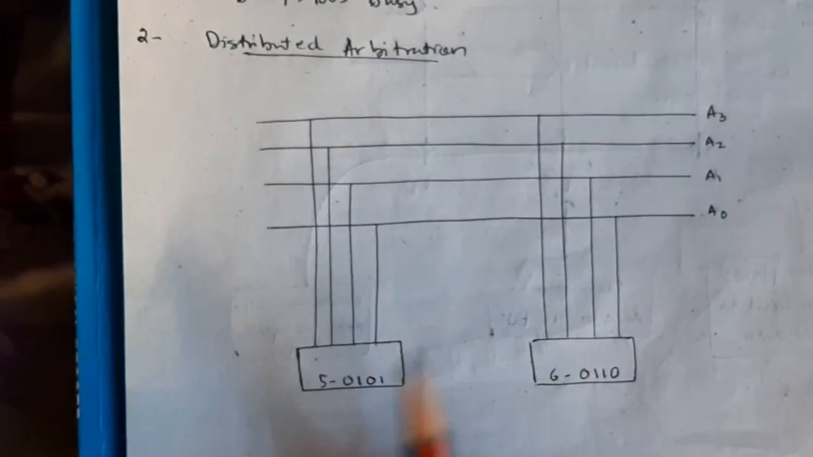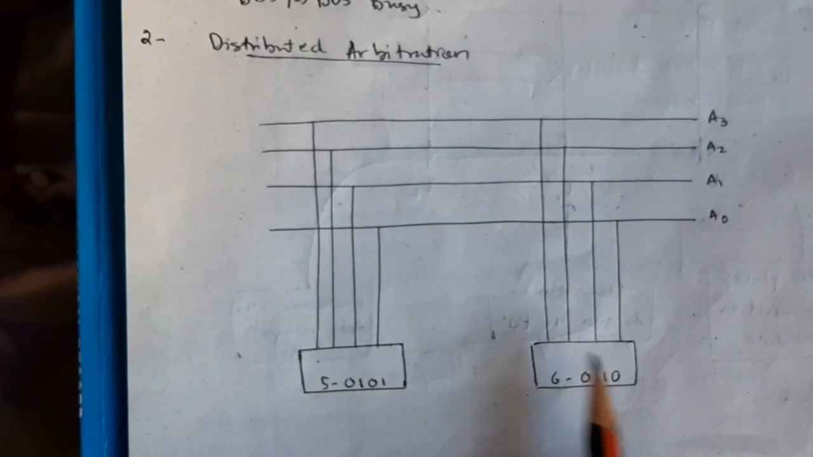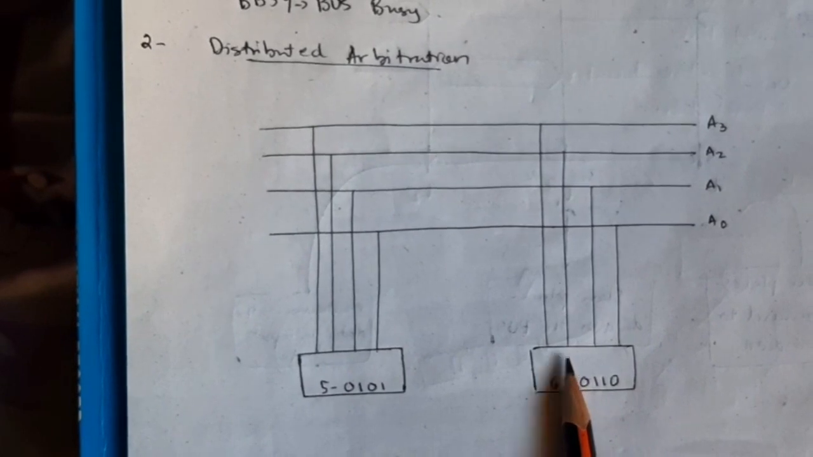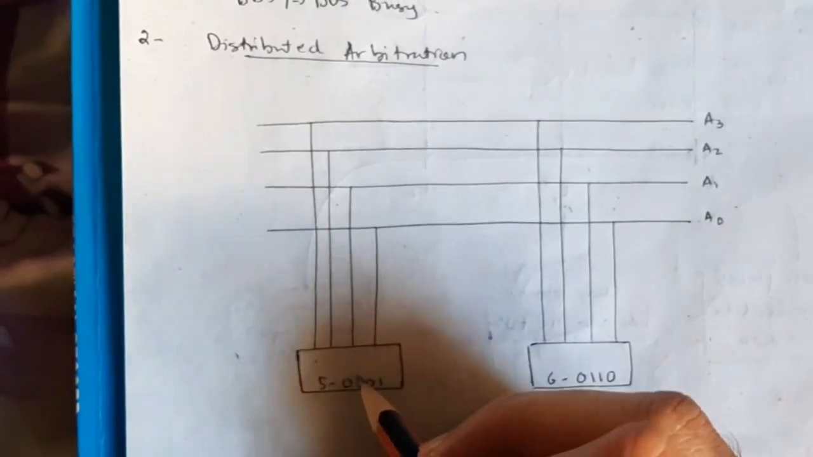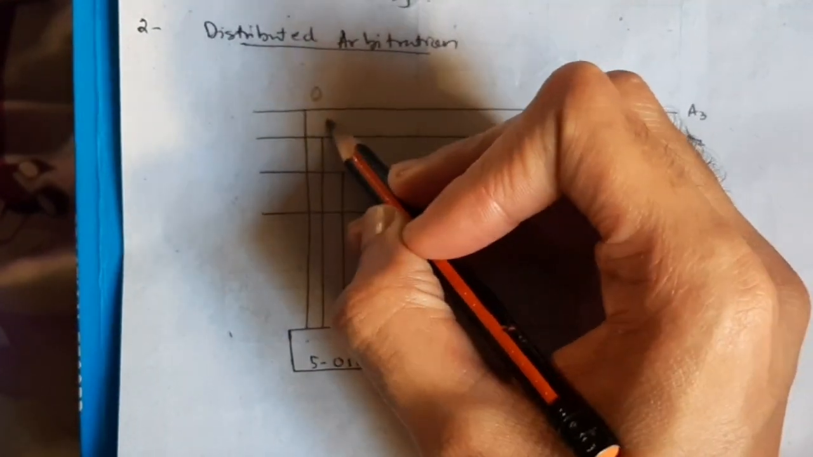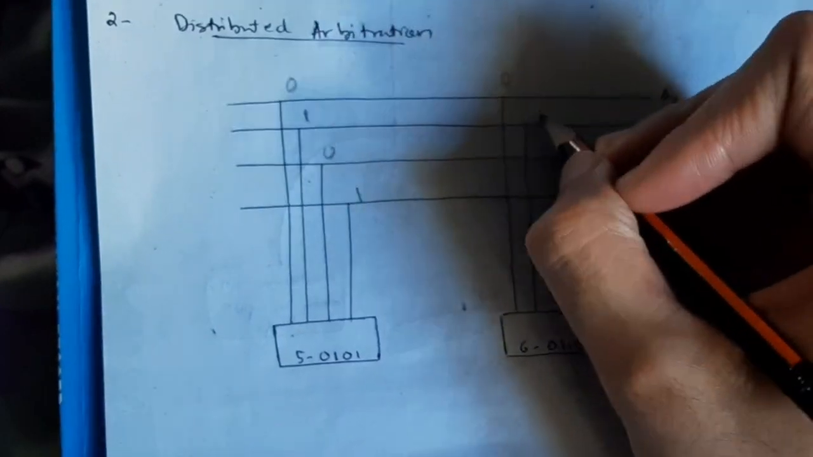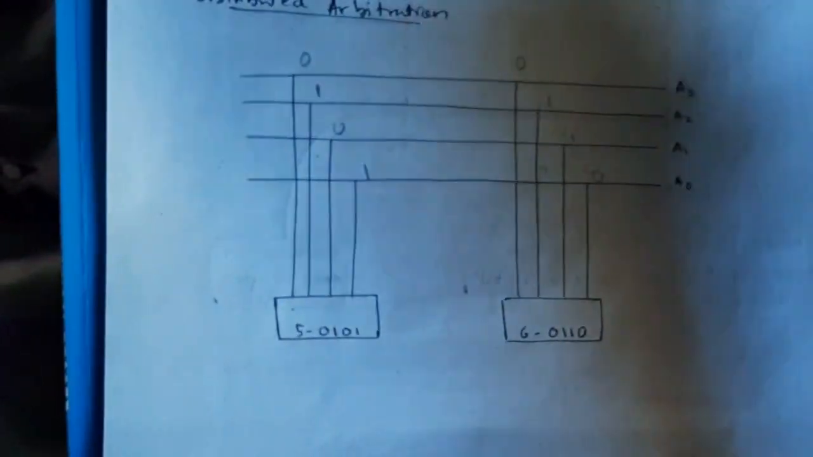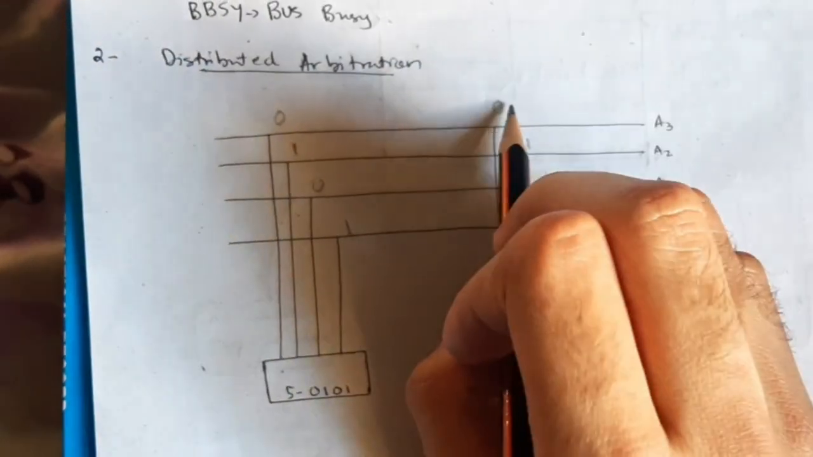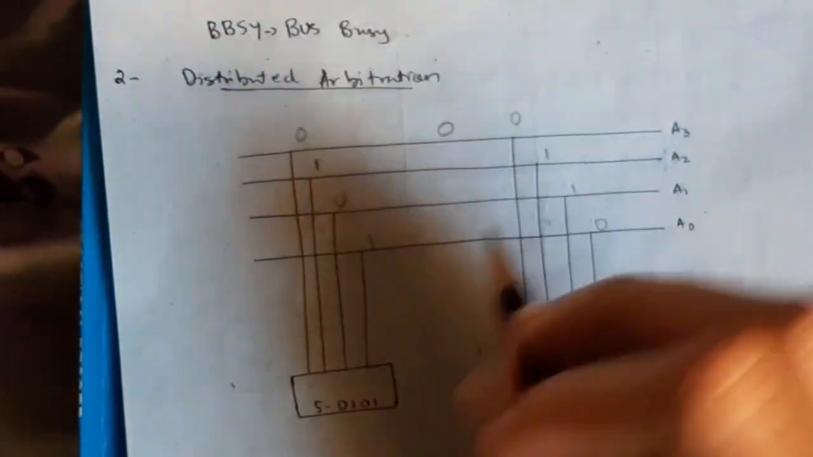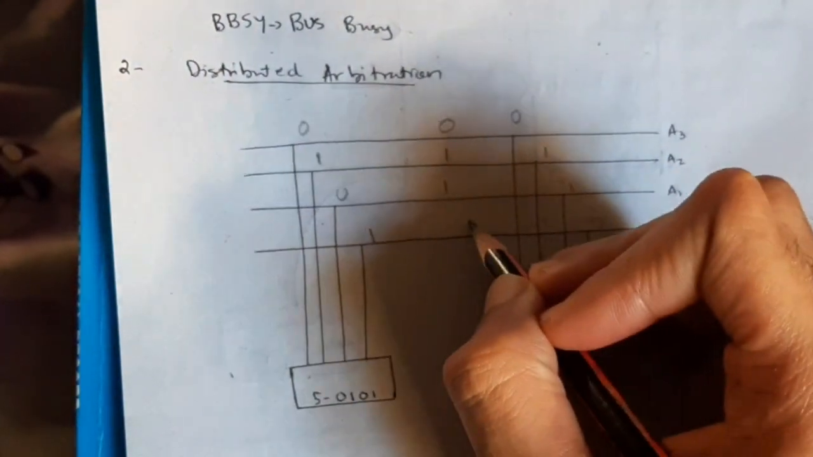Suppose there are two devices with the device IDs 5 and 6, which are 0101 and 0110. These two have requested to transfer their data on the bus. So which one will be selected? Let's see how it works. 0101 will be stored here, and 0110 will be stored in this form. Now these two will be logically ORed. What is the logical OR of 0 and 0? It's 0, right? So 0 will be here. Then the logical OR of 1 and 1 is 1. This also 1, this also 1.